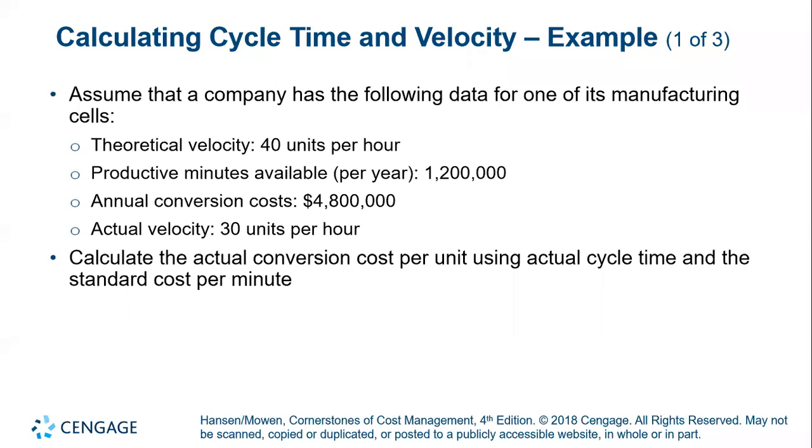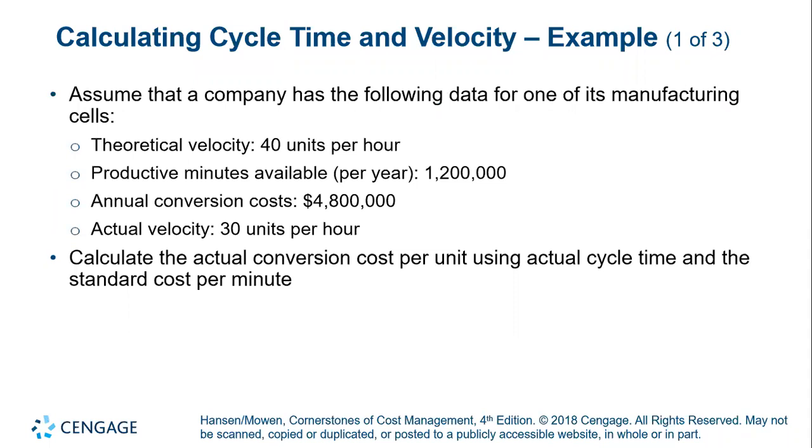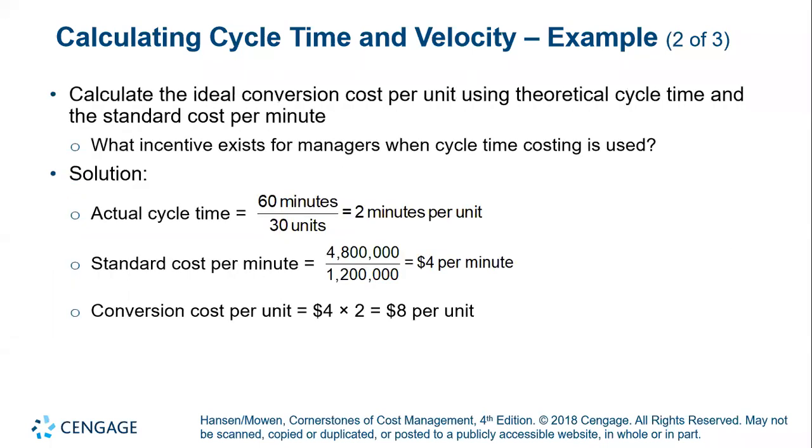So again, we have to consider the requirement of the problem: the actual conversion cost per unit using actual cycle time and the standard cost per minute. We have the formula for cycle time, time divided by the units produced, and velocity is units produced divided by time. The productive minutes available per year is 1.2 million, while the theoretical velocity is 40 units per hour and the actual velocity is 30 units per hour. So we now get the actual cycle time. We divide 60 minutes by 30 units. So we have 2 minutes per unit.